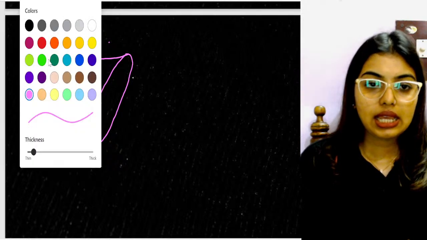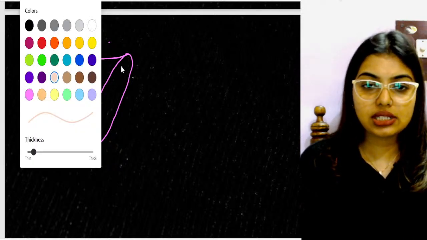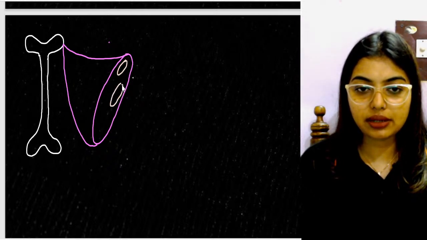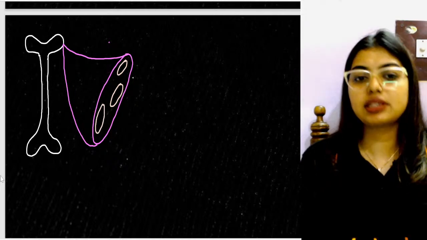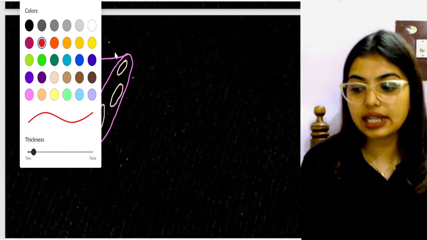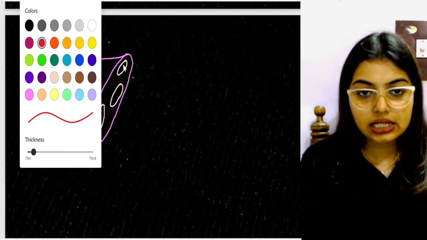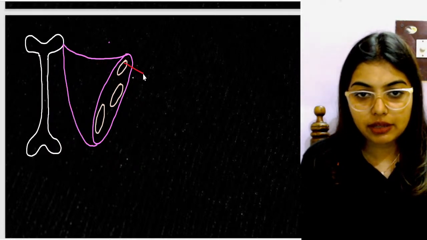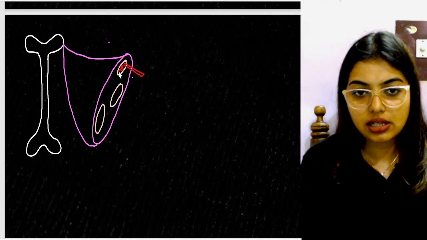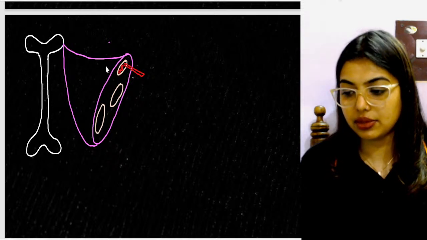Now, inside the skeletal muscle, students, there are going to be muscle bundles. Muscle bundles are going to be there. And inside these muscle bundles, there are going to be muscle fibers. Okay, muscle fibers like this. And inside these muscle fibers.